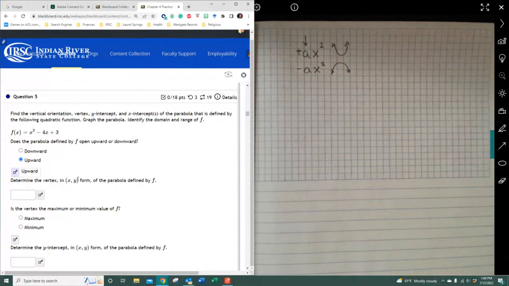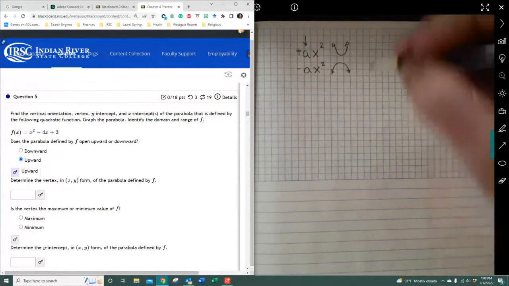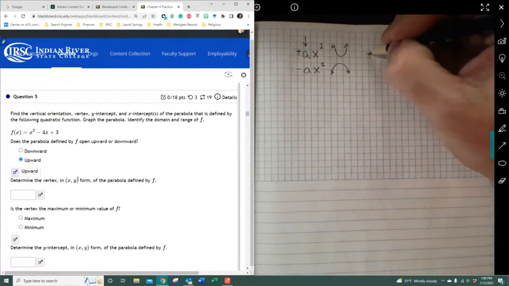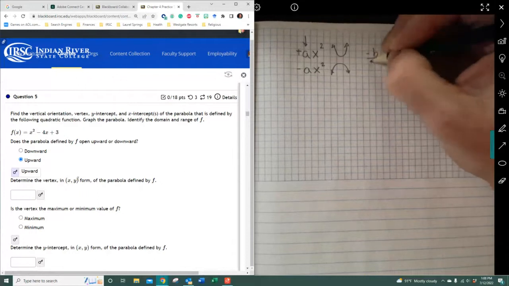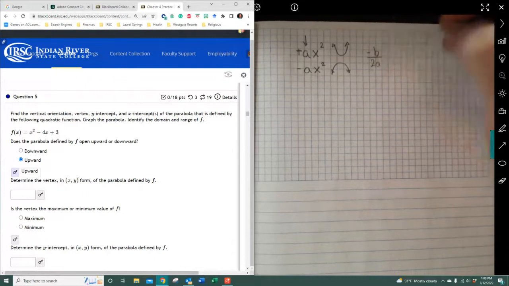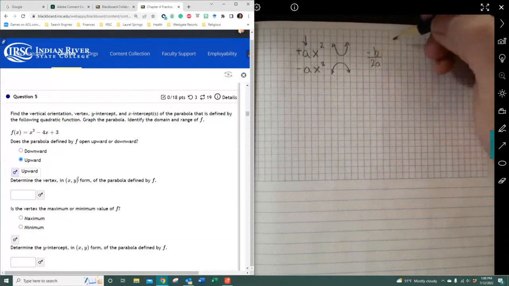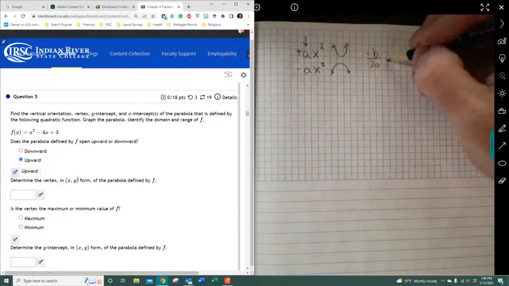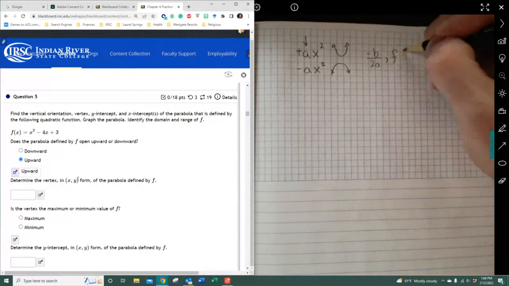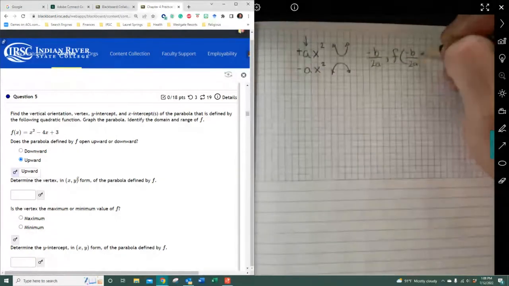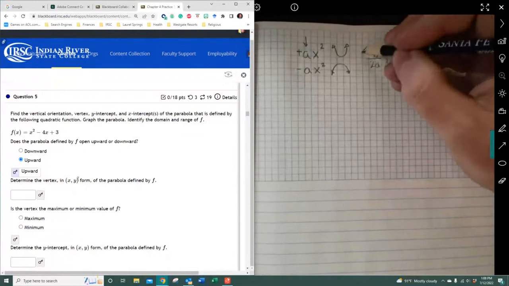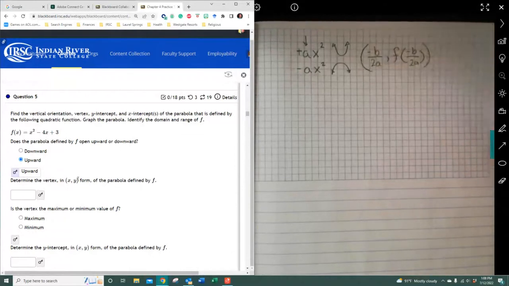All right, now determine the vertex. Now the determination of the vertex is negative b over 2a, which gives you the axis of symmetry, as well as the x value of our vertex. And by placing it back into the function, it gives us our y output. And this becomes the vertex.